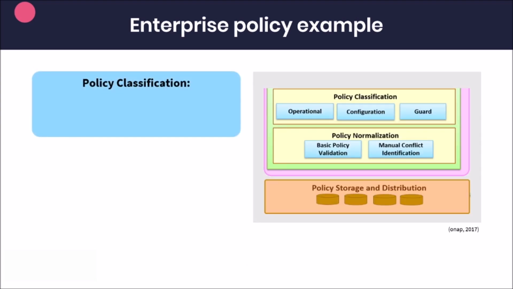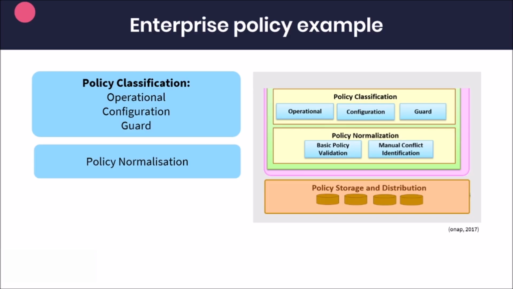Now, the policy classification section involves the grouping of those policy templates into operational, so where a policy will be applicable, configuration, what is needed, and guard, which refers to what security measures are needed. Policy normalization involves the attempt to reduce the amount of policy conflict identified and increase the basic policy validation rates, which helps to keep the automation process going within the network.